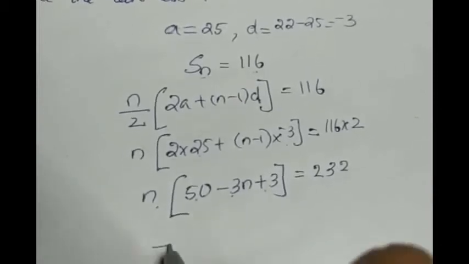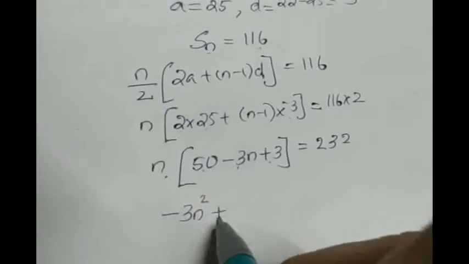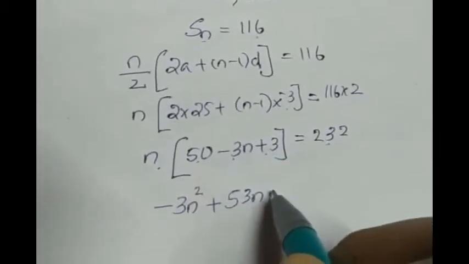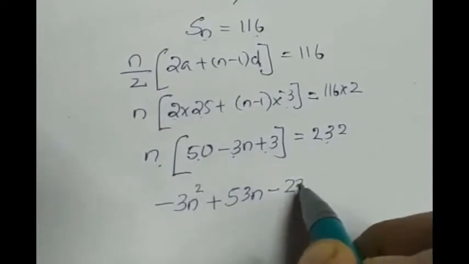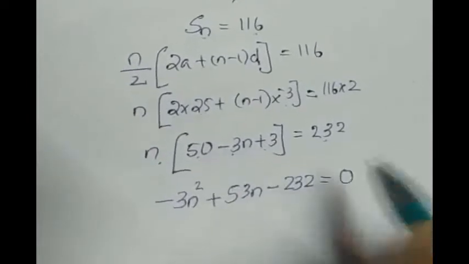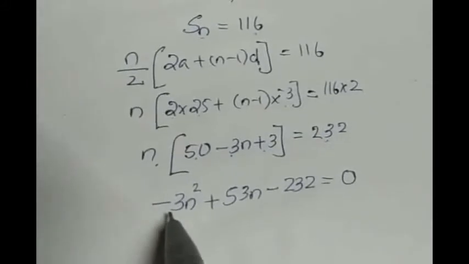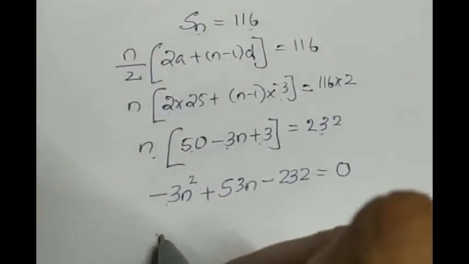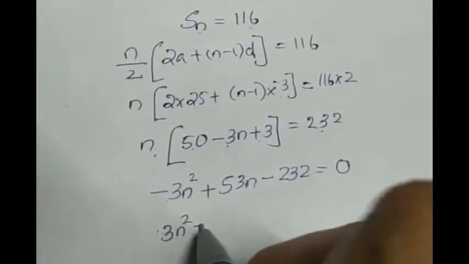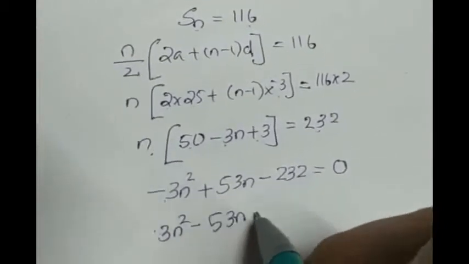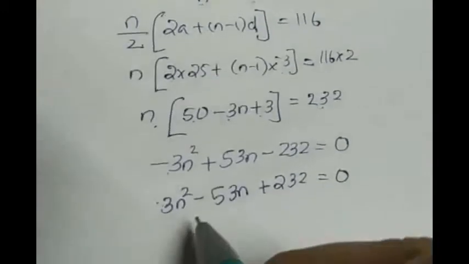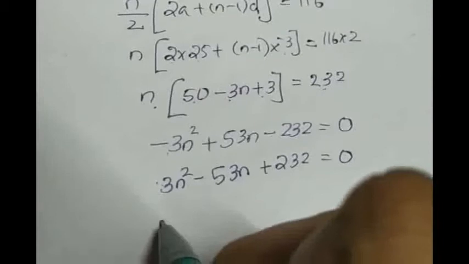So what will be the answer? Minus 3n square plus 53n. And if I take this 232 to the left side, what I get is minus 232 is equal to 0. Okay, just to avoid the negative sign, I am dividing throughout the equation by a minus. So what I get is 3n square minus 53n plus 232 is equal to 0. Okay, so this is again a quadratic equation. We have to solve for n.